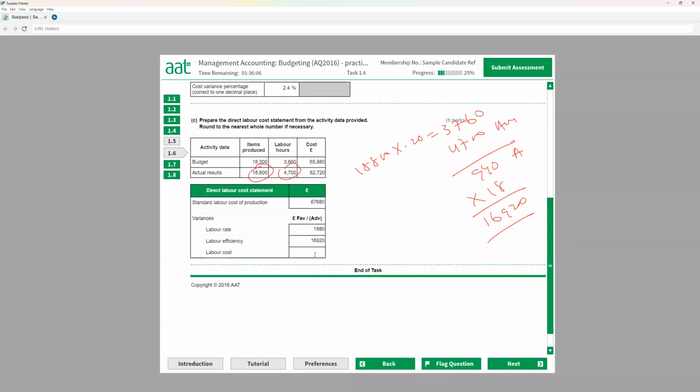And the labor cost variance, the cost variance, is the difference between the adverse and the favorable. Now, if it is adverse, you need to show it in a minus or in a bracket. So I'll show minus here. So the difference between the adverse and the favorable. So we still have an adverse 15,040. This is the difference between 16,920 and the minus 1,880. So still it is adverse.